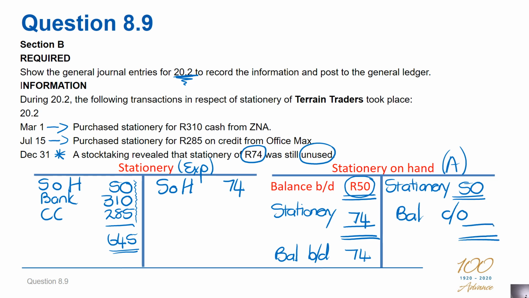In my expense account, I want to close off. That means that both sides will be equal. I want to close off whatever I've consumed during this year, and the 645 minus the 74 that I still have left in my storeroom or in my cupboard will give me the amount that I've consumed for the current year, which should form part of the calculation of my profit or loss for the current financial year.